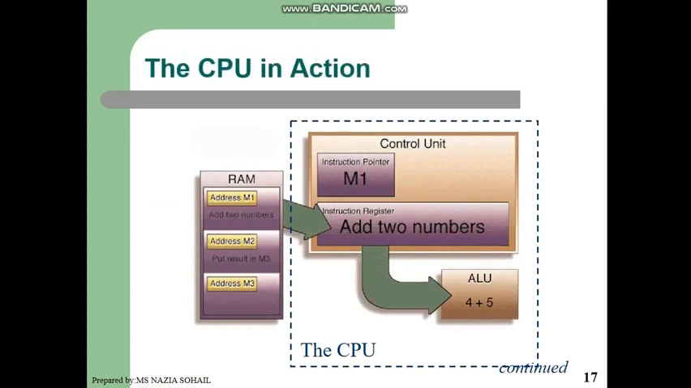Let's look at the function and action in the CPU. For example, if you type 4 plus 5, how does the CPU function? It adds the 2 numbers, but how? There is an instruction pointer in the control unit and it adds the 2 numbers. What is the function of RAM? Add 2 numbers, put the result in M3 here. So that is the result, stored in registers inside the RAM: address M1, address M2 and address M3.